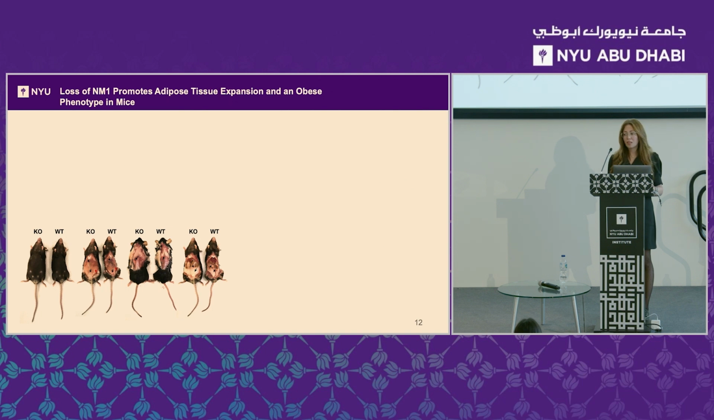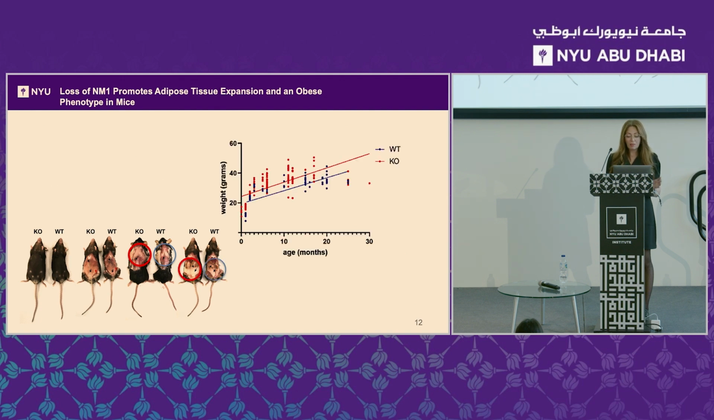So we dissected our animal model, and we noticed that both in the dorsal region, so around the shoulder, and also in the abdominal region, there is more accumulation of fat tissue. And then we looked at the weight of our mice, and we noticed that the ones that are knockout gain more weight during their life compared to their wild type counterparts.